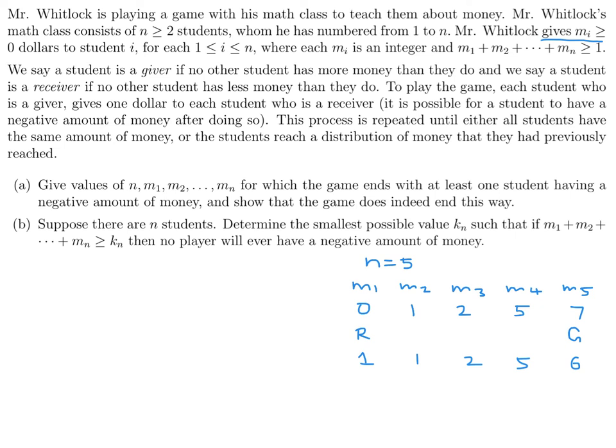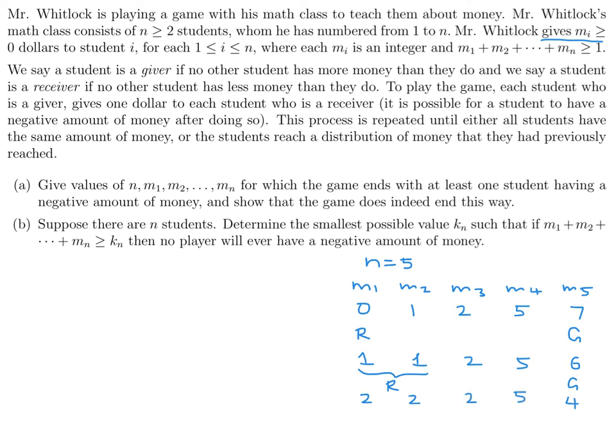So who's the giver now and who's the receiver? Well, it looks like M5 is still the giver, but now we've got 2 receivers. See what I mean? Because they both are tied. So now again, the giver gives $1 to the receivers. So then this becomes $2, $2. But he's given $2 away, so now he's down to 4. This is still 5, and this is still 2.